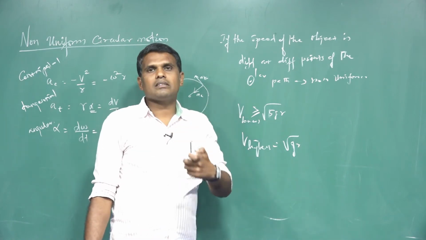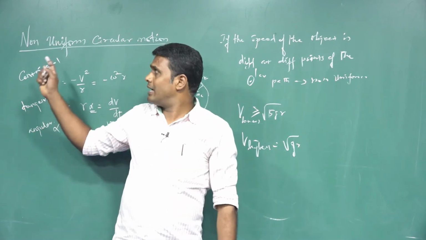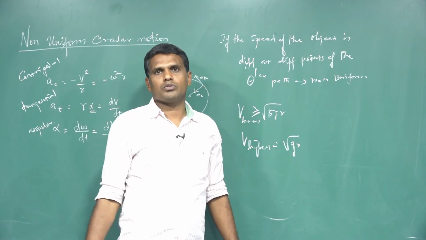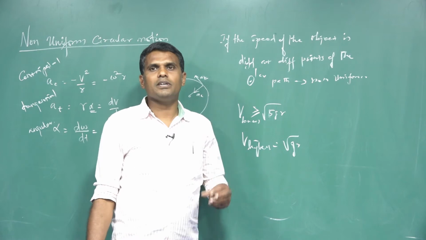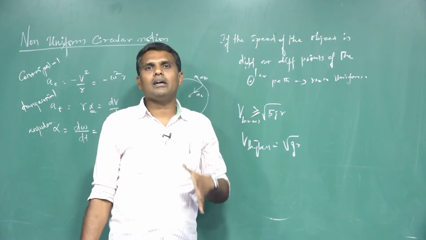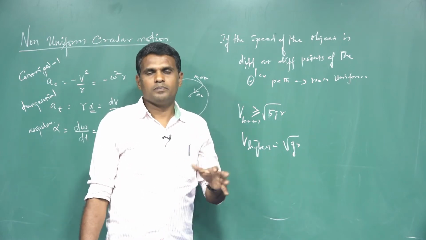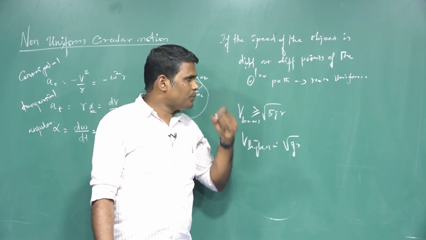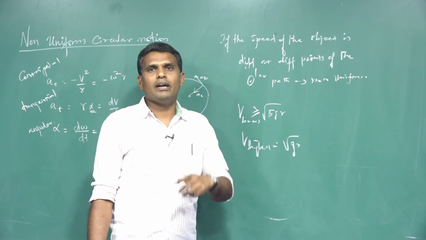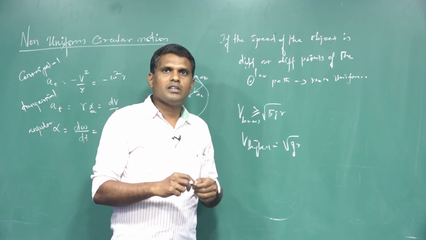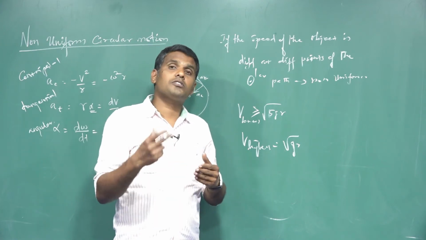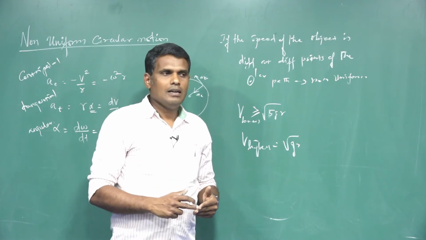So that can be considered as an example for non-uniform circular motion. If an object is said to be undergoing a non-uniform circular motion, then the speed of the object at different points of its path will differ. If the speed is changing at every point on its path, then what will happen? The object not only possesses centripetal acceleration, it also possesses tangential acceleration.